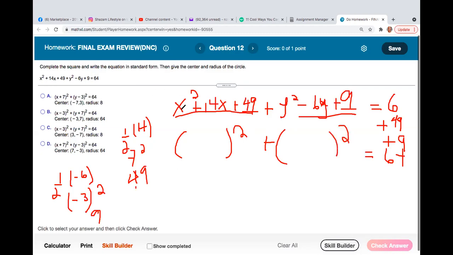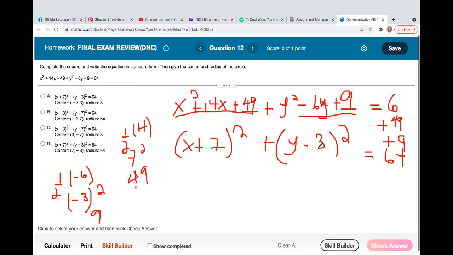You take an x on the x squared, half of 14, and then take a y from the y squared, and then half of -6, and there you go. Okay, so there's your standard form of the equation.